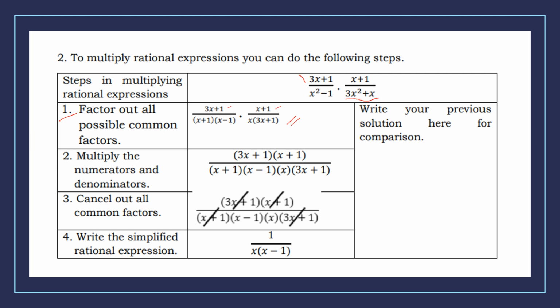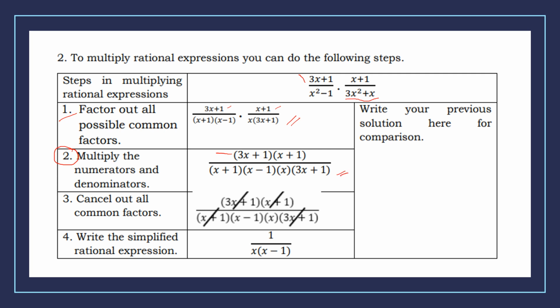After having the factored form, we can now proceed to step number 2. Multiply the numerators and denominators. So we'll simply multiply numerators. So we have 3x plus 1 times x plus 1. The same with the denominators. We have x plus 1, x minus 1 times x times 3x plus 1. Okay, so we are done with step number 2.